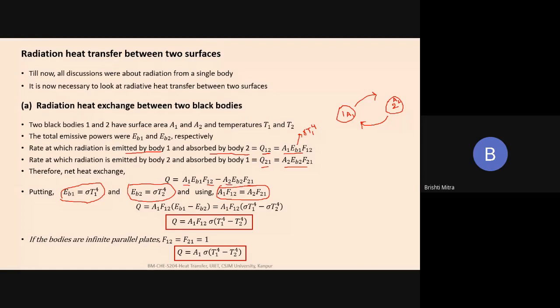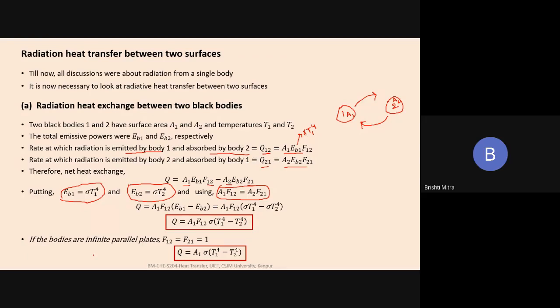So they can be taken as common. I take this as common and write it as A1 F12, and in the brackets I can write EB1 minus EB2. Now I put in the values of EB1 and EB2 as sigma T1 to the power 4 minus sigma T2 to the power 4. So now what we have is that Q, the rate of radiation heat transfer between two bodies at temperatures T1 and T2, is equal to A1 F12 sigma T1 to the power 4 minus T2 to the power 4, in case both the bodies are black bodies.